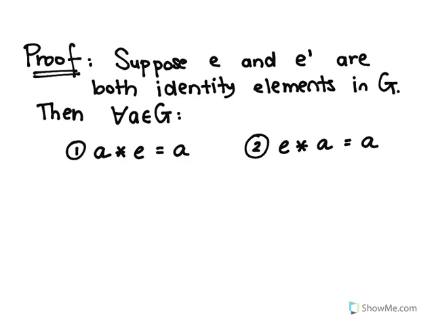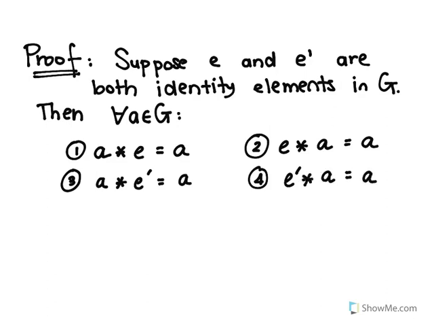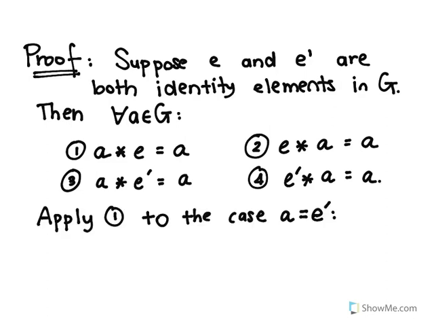So that's what I get from the fact that E is an identity element, but E prime is an identity element too. And so, it's also true that if I do A star E prime, I'll get A back again because E prime is an identity. And similarly in the other order, if I do E prime star A, I'll get A back again. Now the key observation here is that all four of these equations are true for every single choice of A.